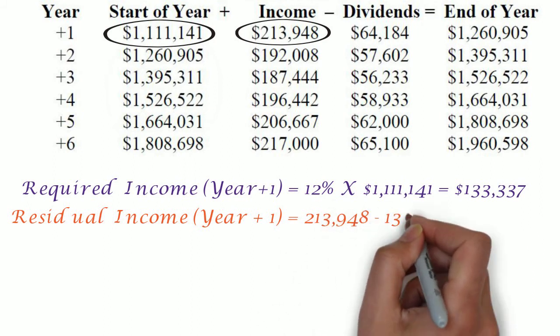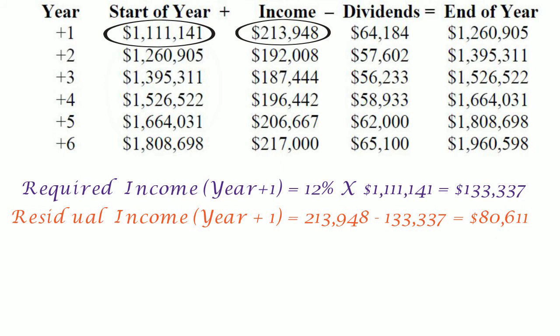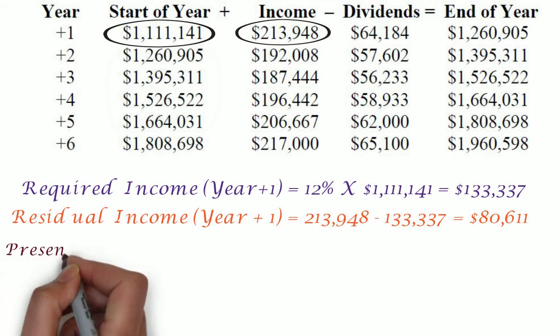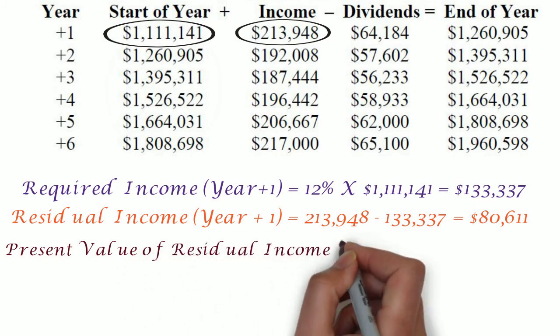Next, the residual income is calculated as the comprehensive income of $213,948 minus the required income of $133,337, or $80,611. The next step is to find the present value of the residual income using 12% as the discount rate.